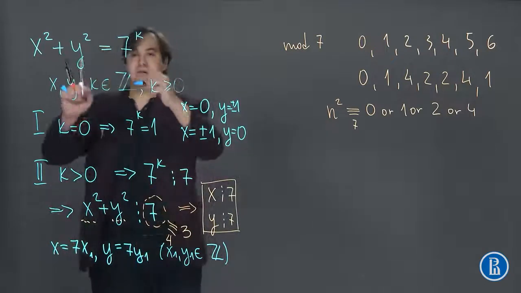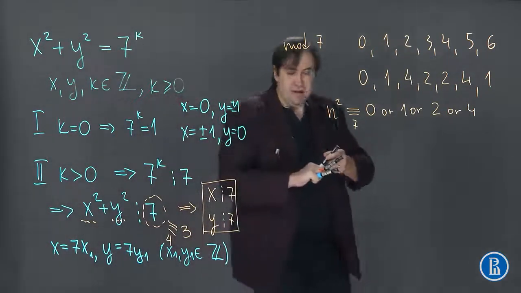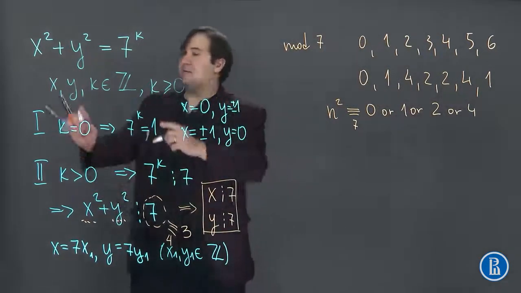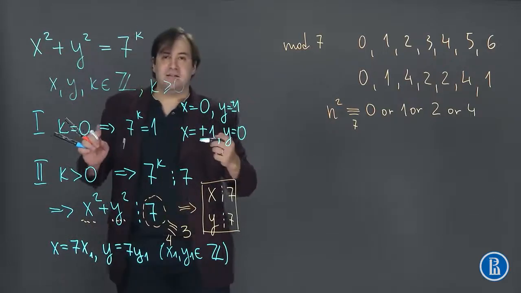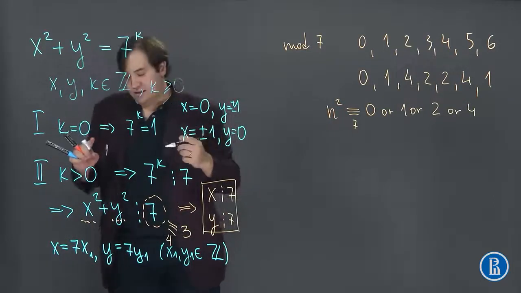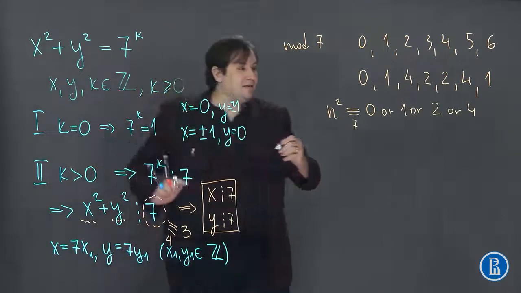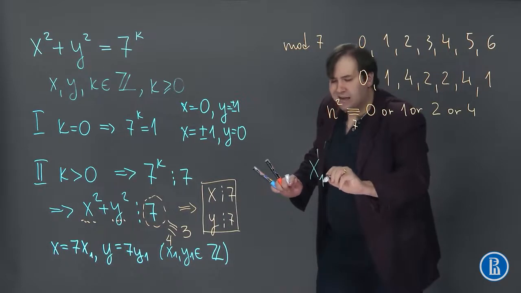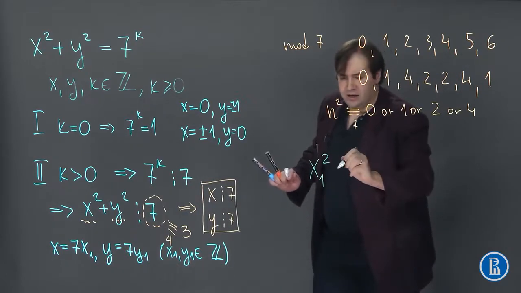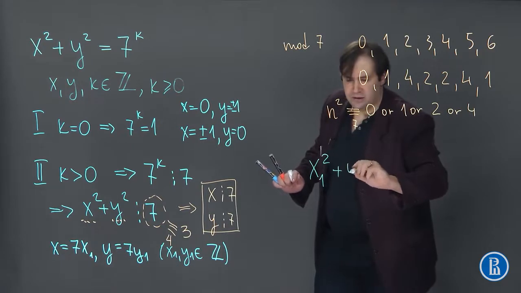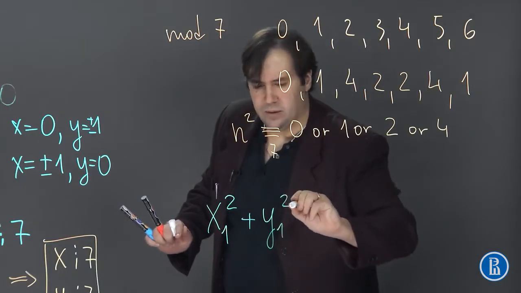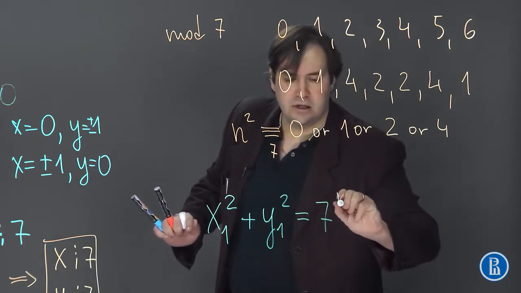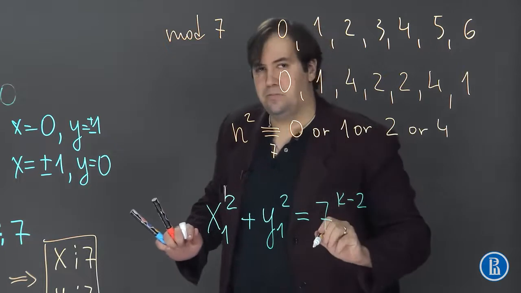Substitute this into the initial equation. And we understand that after substituting and dividing the initial equation by 49, which is 7 squared, we will get an equation which looks very much like the initial one. x1 squared plus y1 squared will be equal to 7 to the power k minus 2.